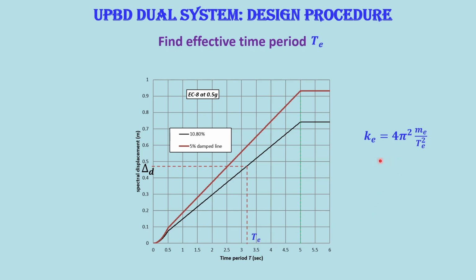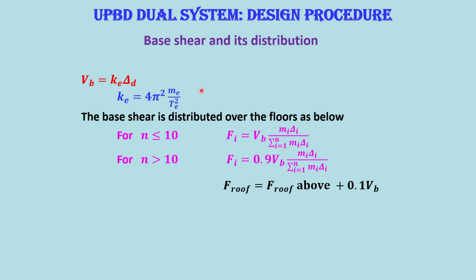So this gives the effective time period of the system, and the base shear is very simple from the force displacement relationship: VB equal to K into delta D, where K is 4 pi square ME by T square. Now this base shear is to be distributed over the floors. If the number of stories is less than 10, this is the distribution formula. If the number of stories is more than 10, then first you distribute 90% of the base shear over all the floors, and at the roof level you add that additional 10%. This is done to take care of the higher mode effect in the system.